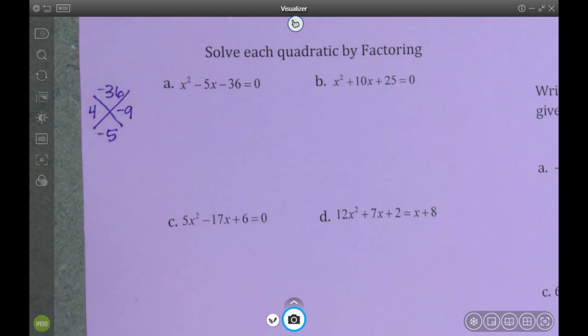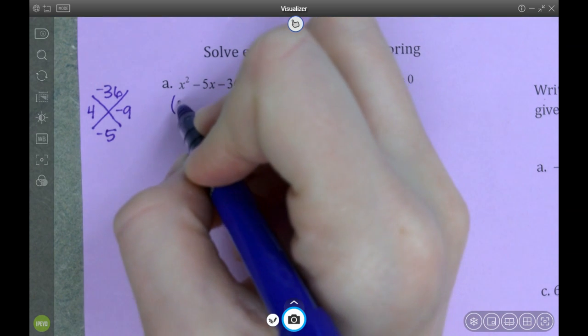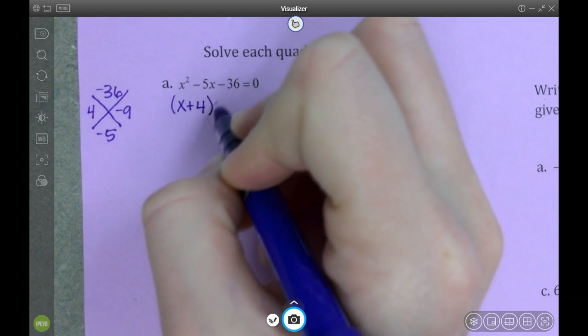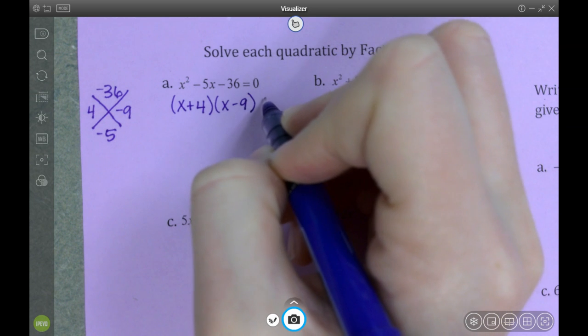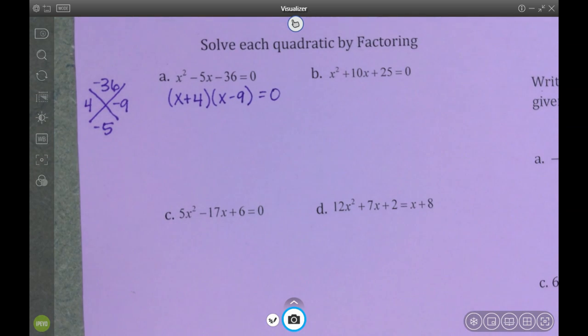All I could think was 6 and 6. I was like, I don't know. Oh, good times. All right, so this is going to factor x plus 4 times x minus 9 equals 0.